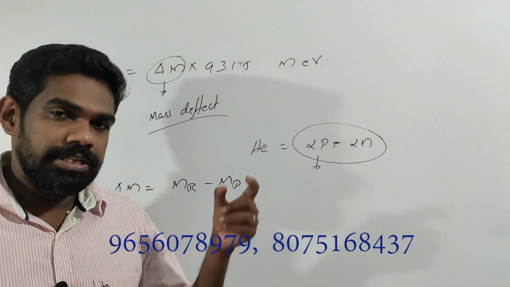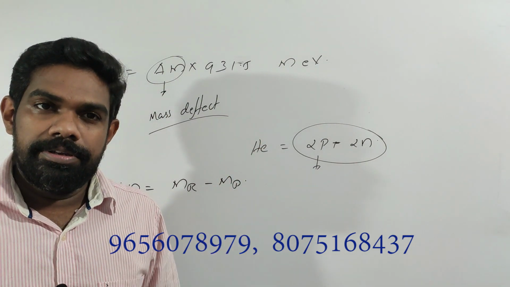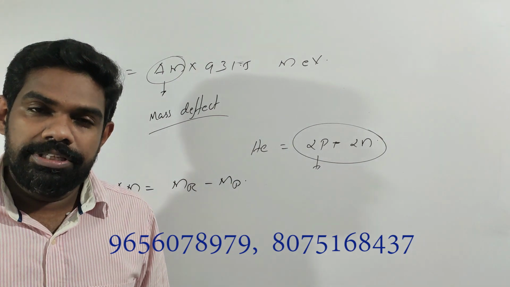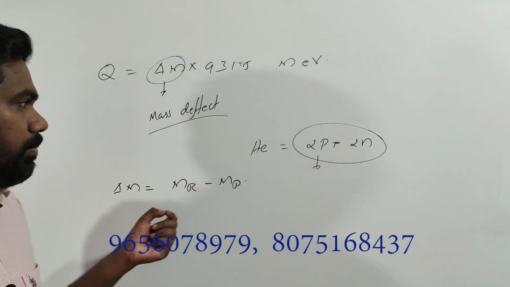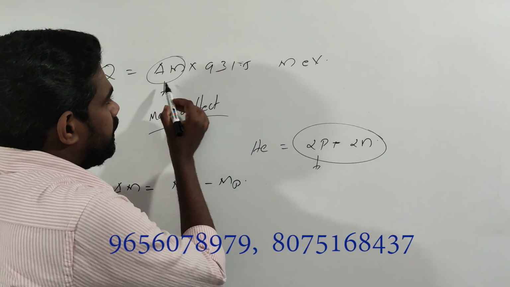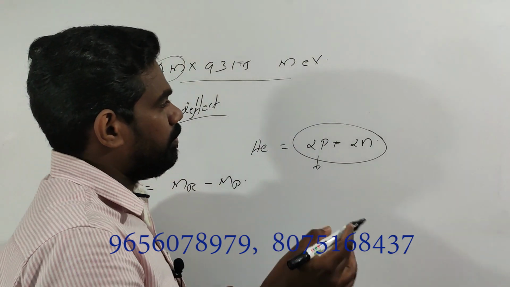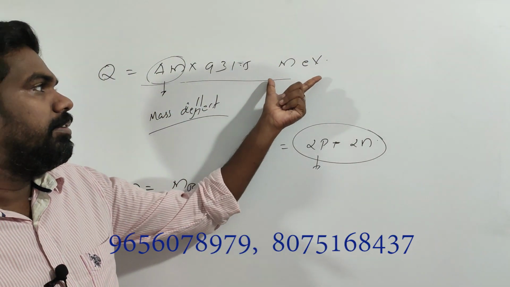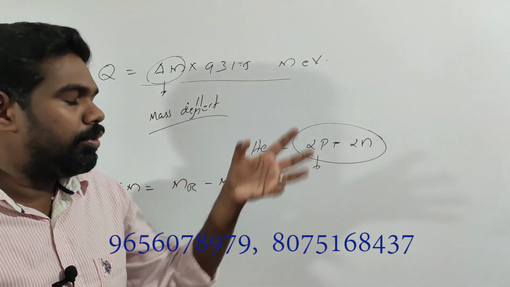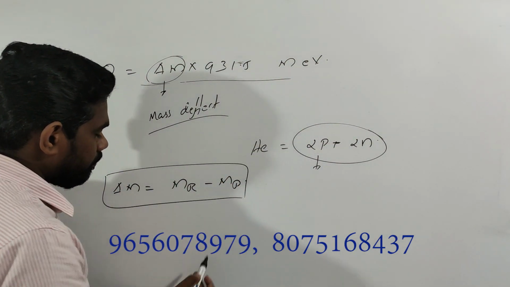Thus this mass is converted to energy by Einstein's famous E equals mc square equation. This is mass-energy conversion. That amount is calculated like this, derived from E equals mc square. That energy we calculate in mega electron volt. So that is how we calculate this.